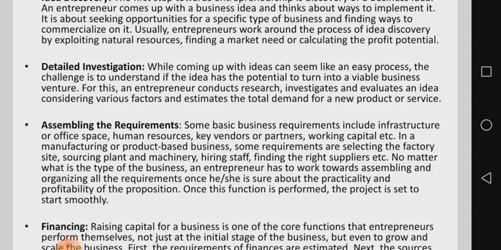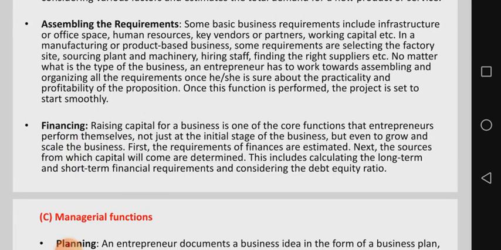Now once it is done, that's called financing. Raising capital for a business is one of the core functions that entrepreneurs perform themselves. Now once you have set everything, or you have figured out everything about your business, you need money to start that business. So it's not like running a tea shop. The higher the business, the higher the risk, the higher the capital, the higher the profit. So everything depends on the intensity of the business that you are running, the scale of business that you are running.